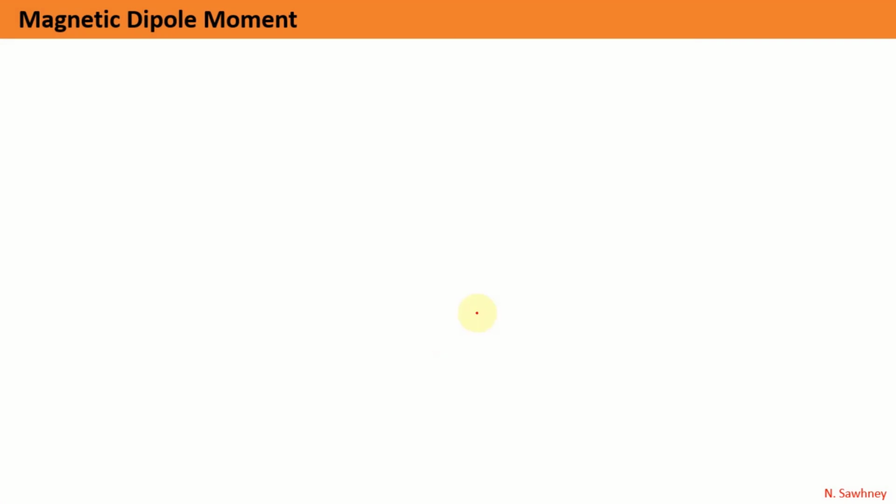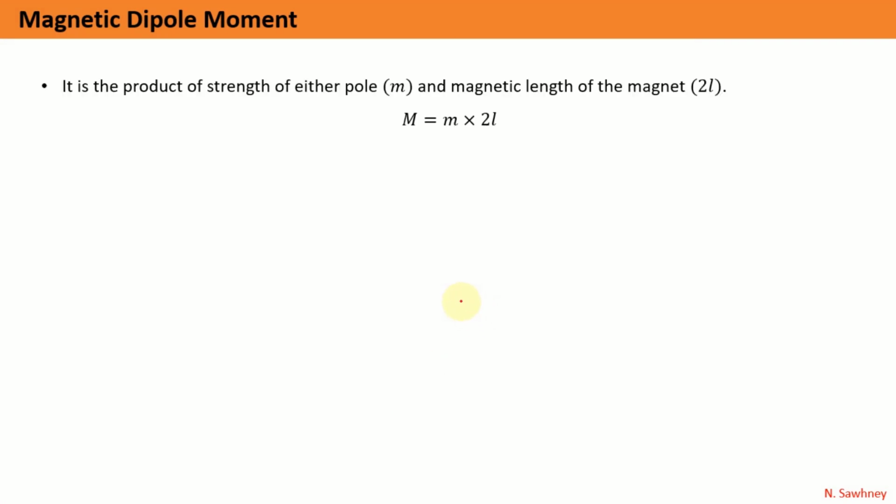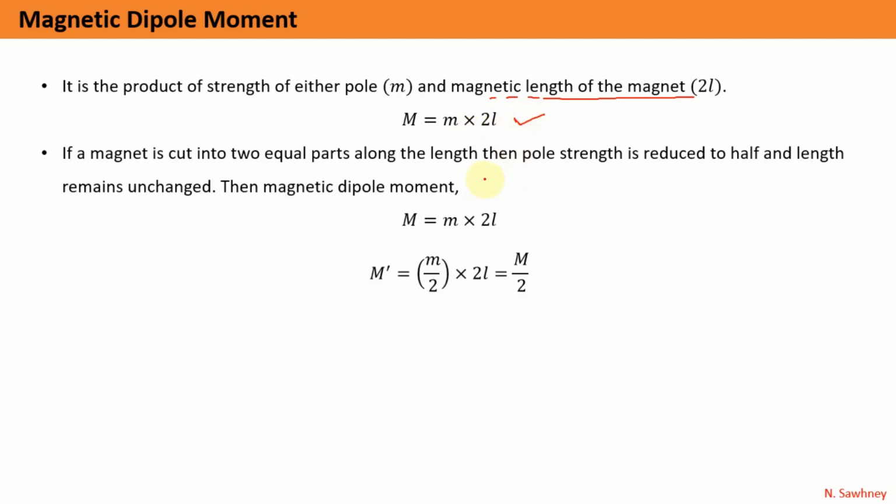Now let us discuss magnetic dipole moment. It is the product of the strength of either pole and the magnetic length of the magnet. Here we are considering the length as 2L. So magnetic dipole moment will be equal to m into 2L. If we cut this magnet in two equal parts along its length, then the pole strength is reduced to half and the length remains unchanged. Then what will happen to the magnetic dipole moment?